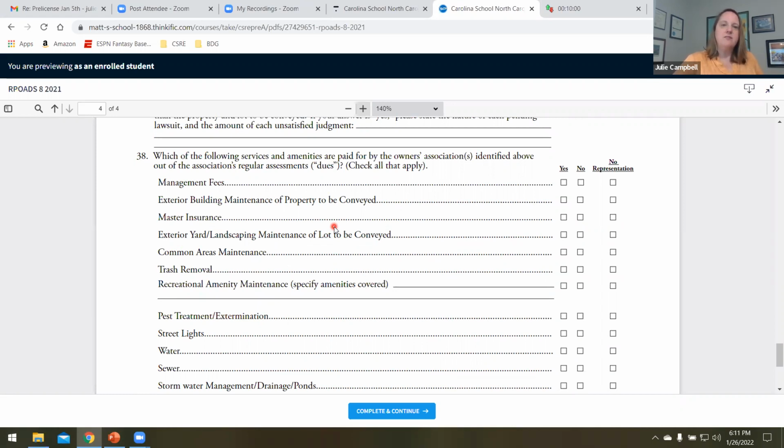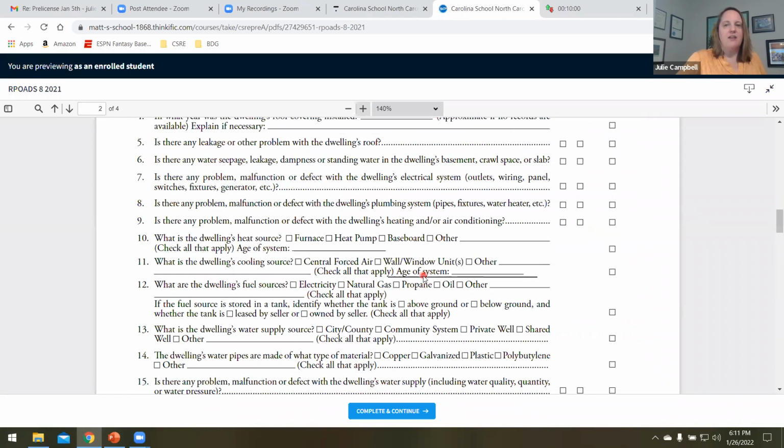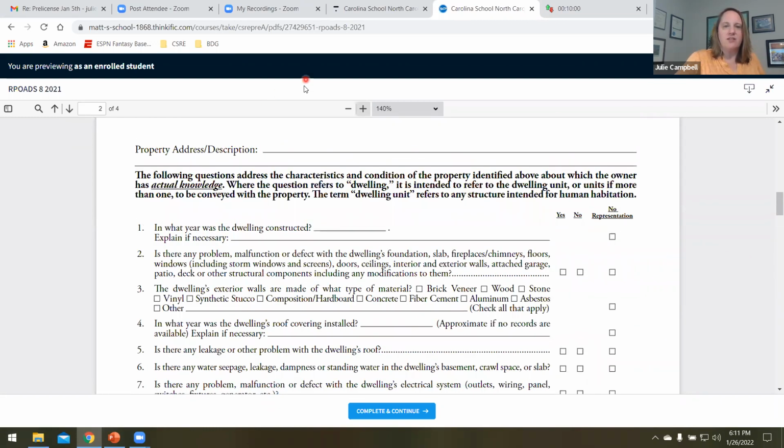Guys, please do not get this in your head that if a seller checks no representation for everything, they just come through and say no rep for everything. Please don't just assume that this is a shady seller trying to hide something. Maybe they are, but maybe they just don't know.